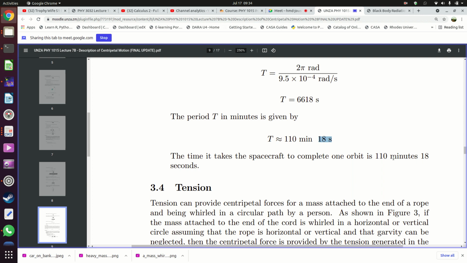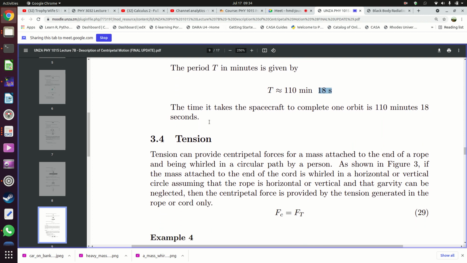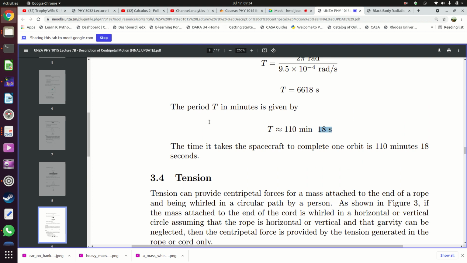Is that clear? These updated notes, as you can see, final update, are now available on Moodle. So after this class, you can go and download a fresh copy of the notes, then you print it out, then you study, because you have a quiz next week. I'm sure some of this stuff is going to be there. Any questions so far?